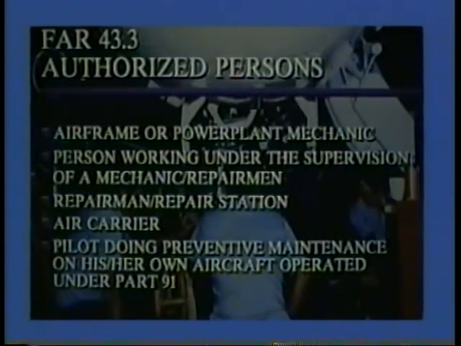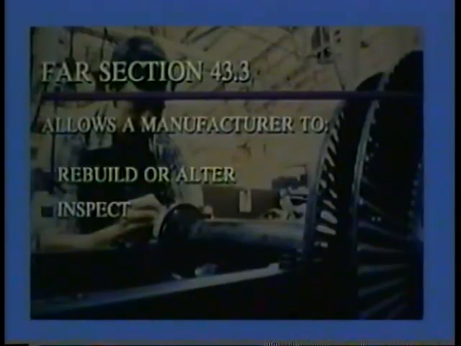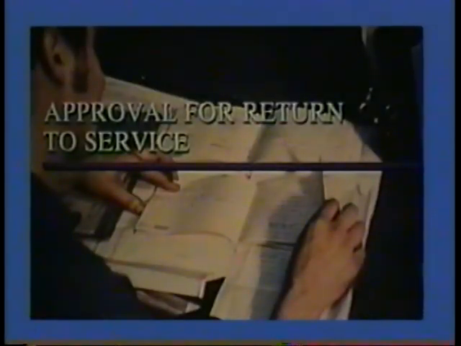FAR 43.3 allows only authorized persons to perform maintenance, and they are airframe or power plant mechanics, persons working under the supervision of a mechanic or repairman, repair station repairman, an air carrier, and pilots doing preventive maintenance on their own aircraft, which are operated under Part 91. FAR 43.3 also permits a manufacturer to rebuild, alter, or inspect only the aircraft product for which they hold the type certificate, production certificate, technical standard order, or parts manufacturer approval.